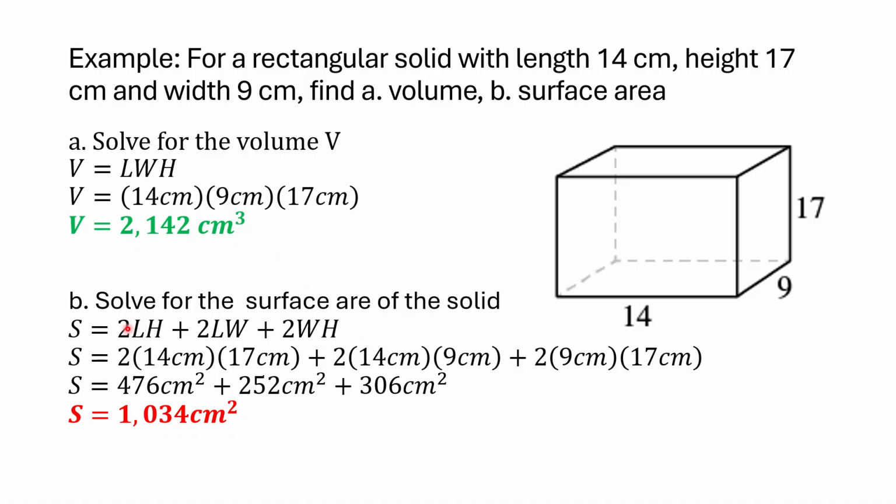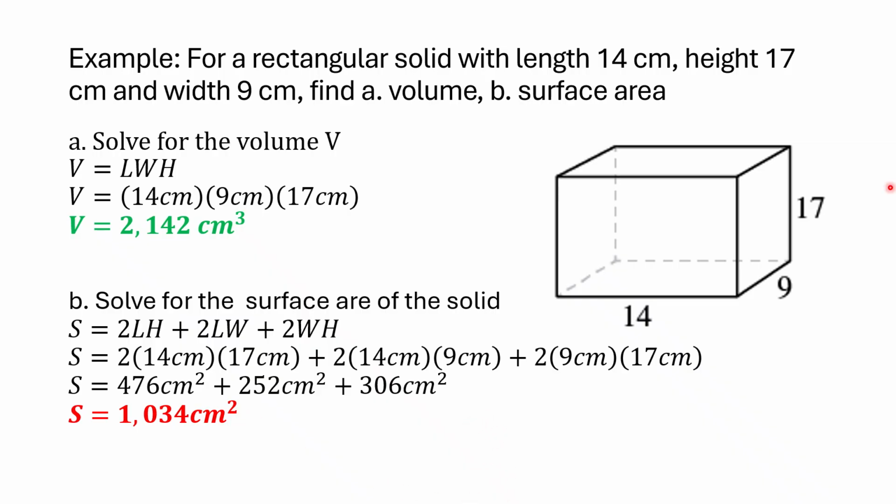Now for B, solving for the surface area, we have S equal to 2 times LH plus 2 times LW plus 2 times WH. Substituting the given, we got S equal to 1,034 square centimeters. So that's the surface area. So take note, the volume is in terms of cubic units, while the surface area is in terms of square units.